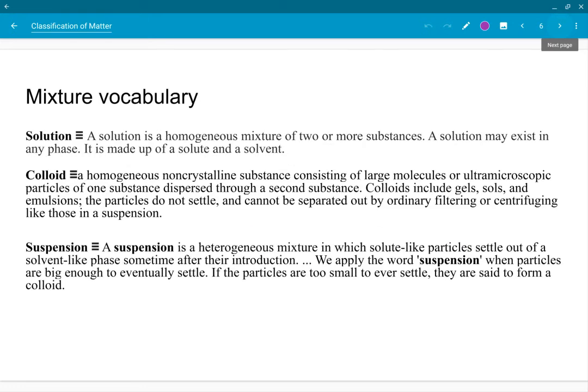Okay, so here I have the definition of a solution. I also put the definition of a colloid and a suspension, which we'll also talk about next semester. So colloid, the definition, is a homogeneous non-crystalline substance consisting of large molecules or ultramicroscopic particles of one substance dispersed through a second substance. The key that I would look at is the examples. And this includes things like gels, and the thing I like to talk about next semester is gravy is a colloid, or mayonnaise is a colloid. So it's a mixture of a bunch of stuff, but you can make it fall out of solution through heat and adding acids and things like that.